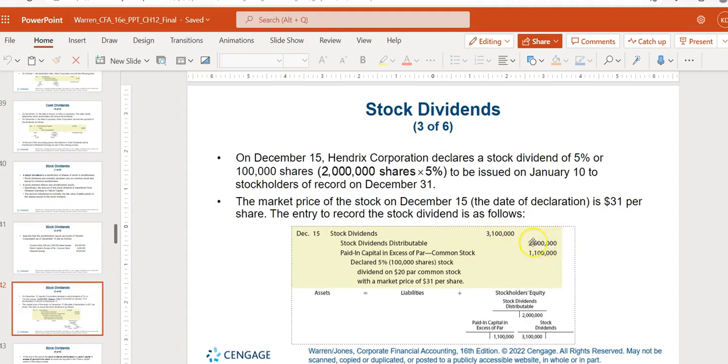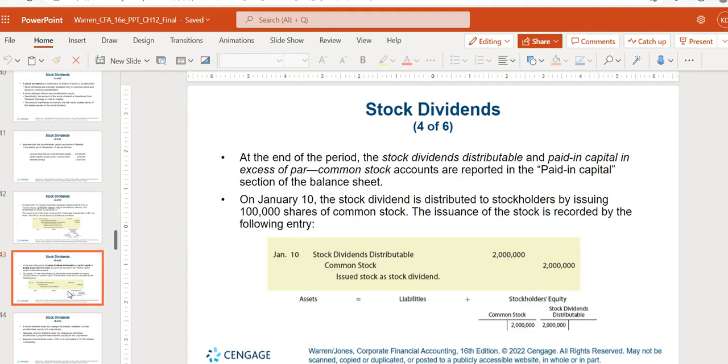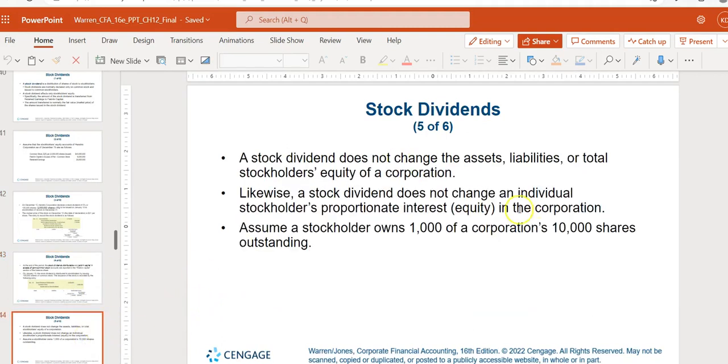So, stock dividends. Then I'm going to have my stock dividends distributable. That means, okay, it's not going to be payable because you're not necessarily paying somebody, you're distributing it to them. And then this is paid in capital in excess of par. Date of record, nothing happens. Then I issue my stock. And that's it. That is it.